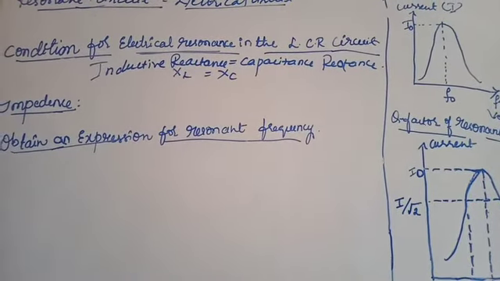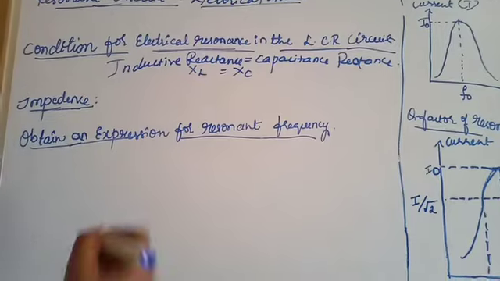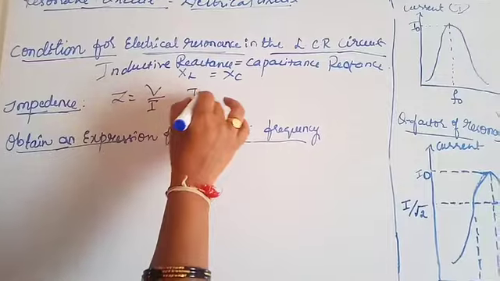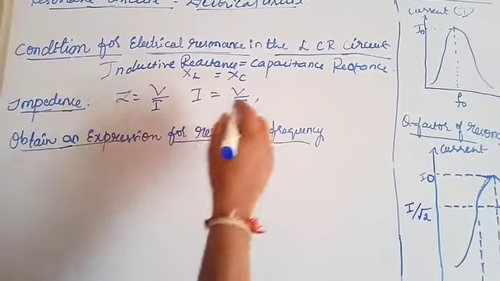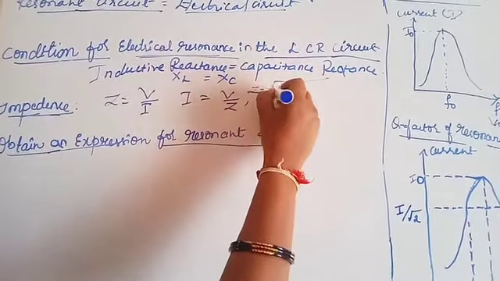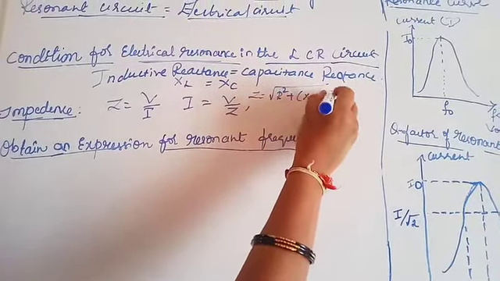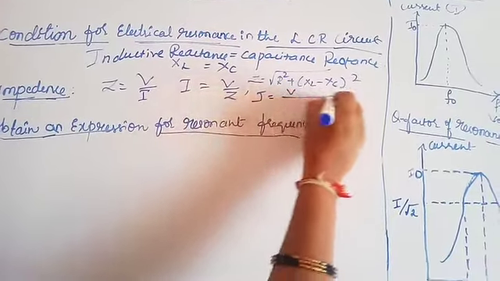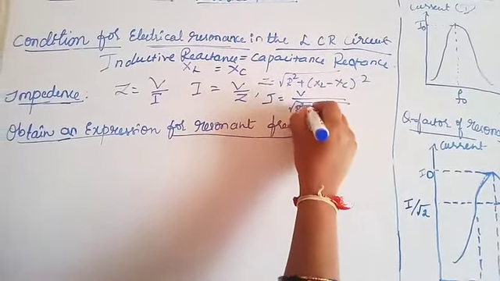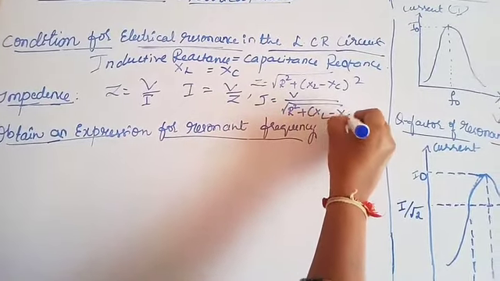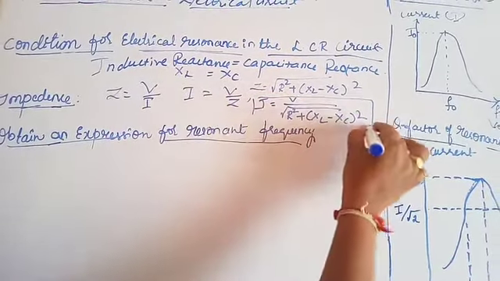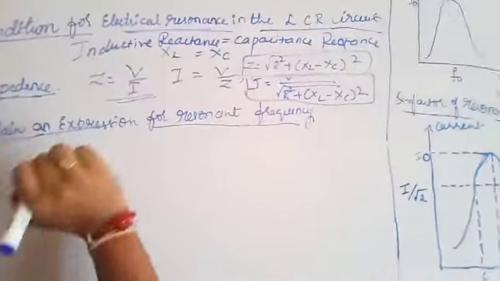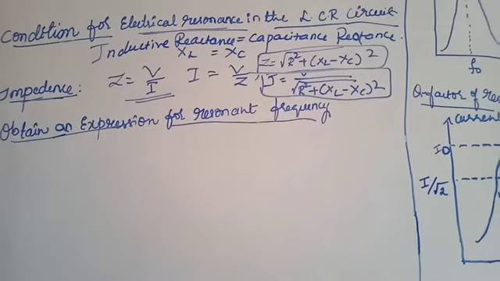Then next, what do you mean by impedance? You already know that the impedance Z is equal to V by I, then I is equal to V by Z. We know that Z is equal to root of R square plus (XL minus XC) whole square. So I is equal to V by root of R square plus (XL minus XC) whole square. This is the current, and the impedance is the ratio of voltage by current, right?